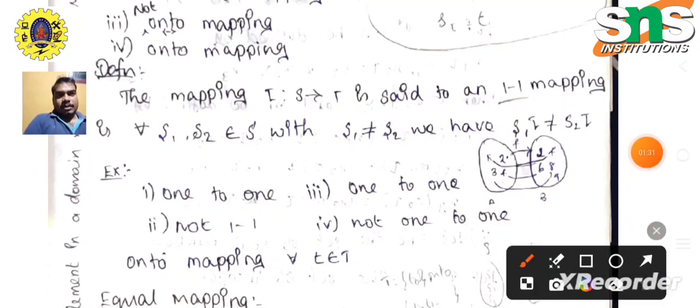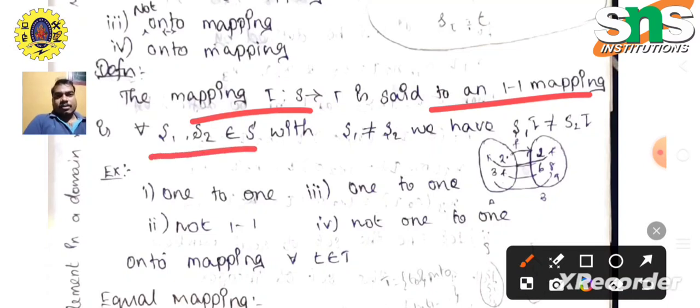One-to-one mapping means the mapping tau from S to T is said to be a one-to-one mapping if for every element s1, s2 belongs to capital S, s1 not equal to s2, we have s1 tau not equal to s2 tau.